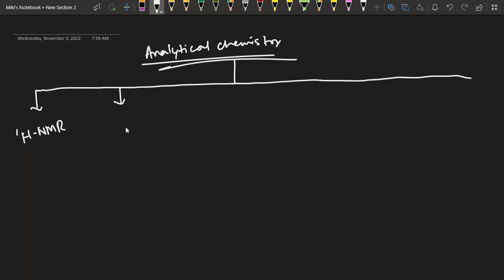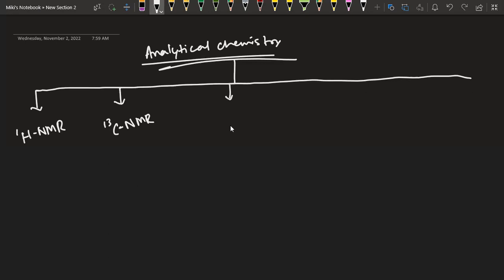Then we have CNMR. This is hydrogen NMR, then we have carbon NMR. This is the carbon-13 isotope. Based on the carbon-13 isotope, we are going to conduct our experiments.